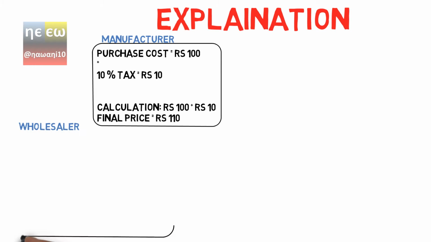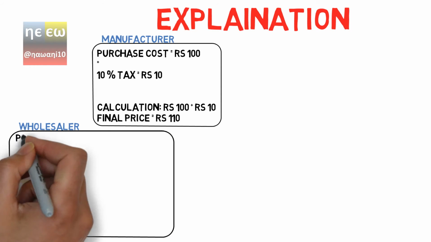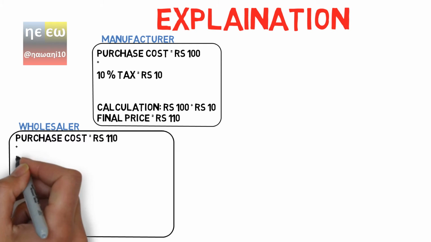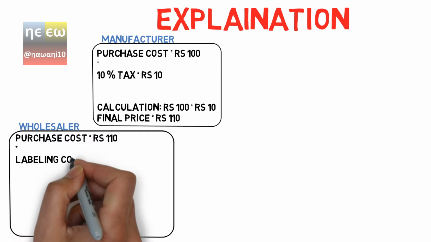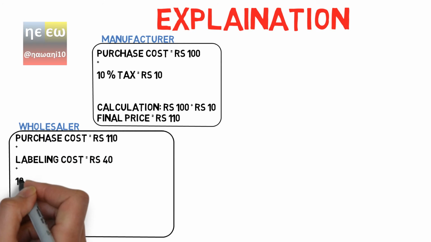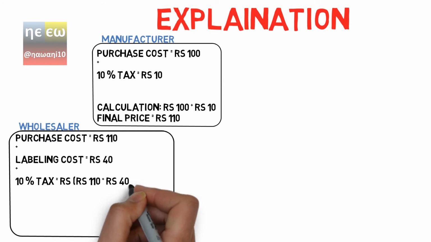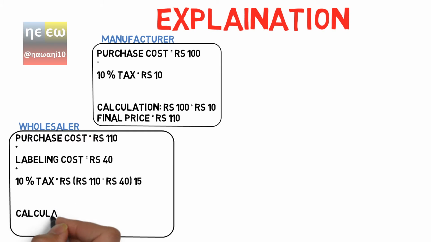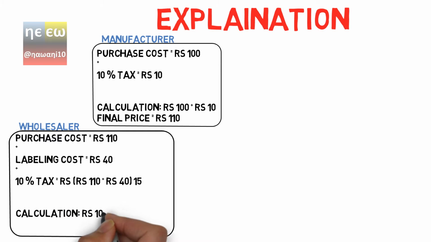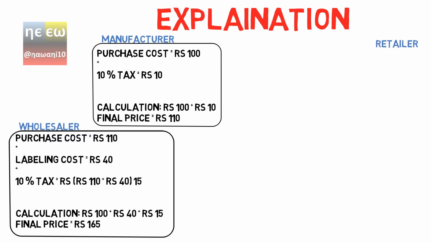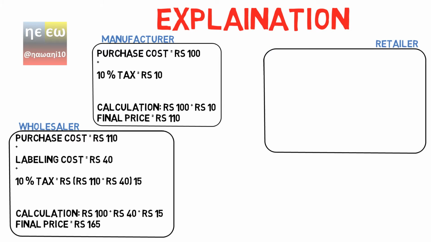The wholesaler buys t-shirts from the manufacturer. Purchase cost equals ₹110 plus labeling cost equals ₹40 plus 10% tax equals ₹15. Calculation, ₹110 plus ₹40 plus ₹15. Final price equals ₹165.